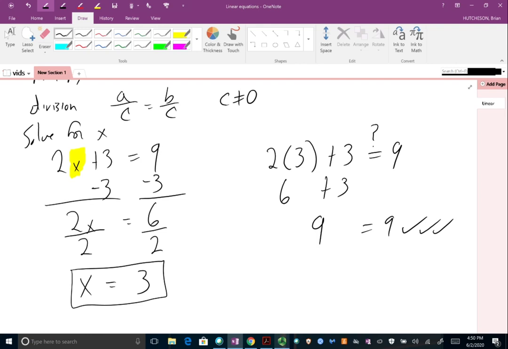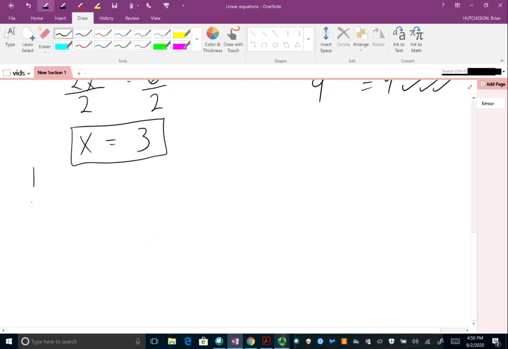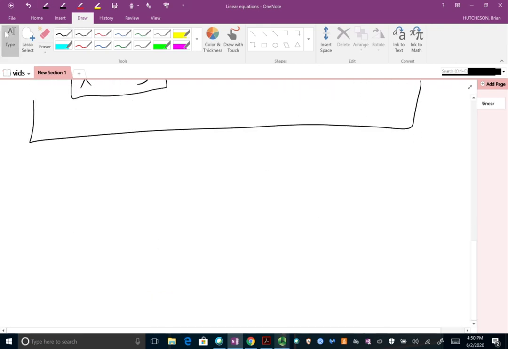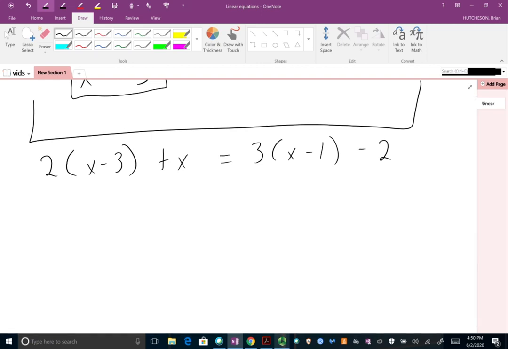We don't need to focus on that. We need to focus on problems. So I'm going to go harder. Let's say I had 2 parentheses x minus 3 plus an x is equal to 3 parentheses x minus 1 minus 2. Please note I now have 3 x's.